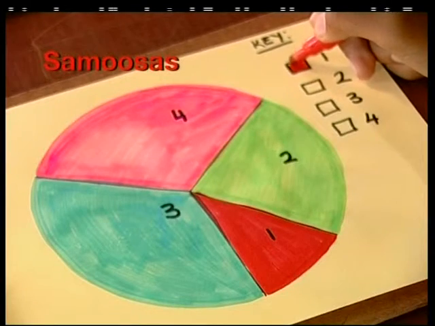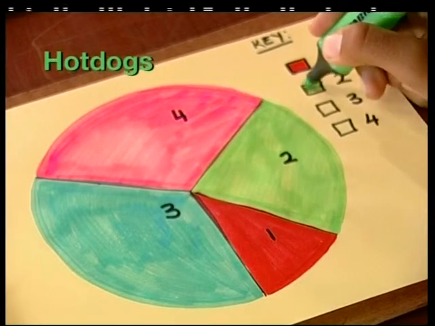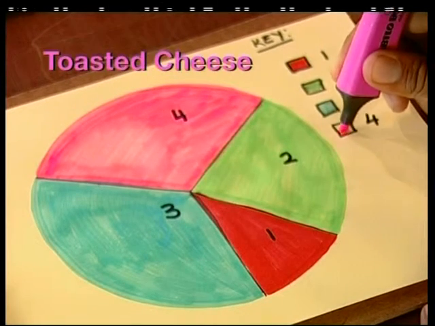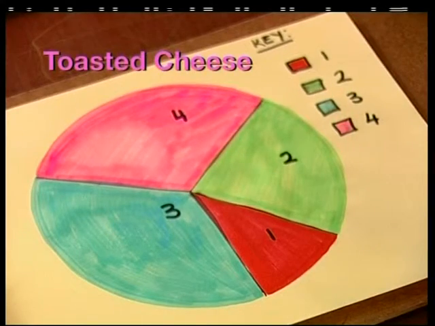You need to label each sector carefully. You could write in each sector or color each sector in a different color and provide a key for what each color stands for. I reckon we use a key, because there's not really enough space to write in each of the sectors. Also, it makes the graph look better. Okay, here goes. I'm going to make the samosas red, the hot dogs green, blue for the hamburgers, and pink for the toasted cheese. Now, before you finish, you need to give your graph a suitable title.